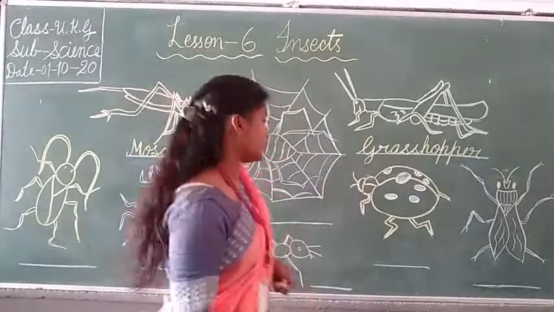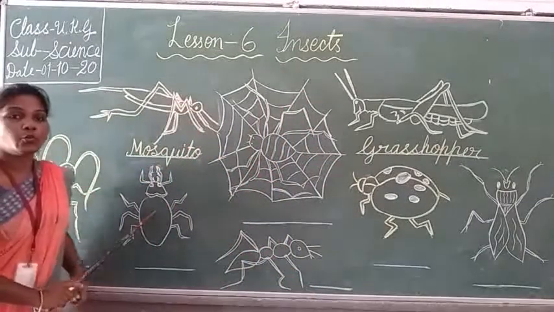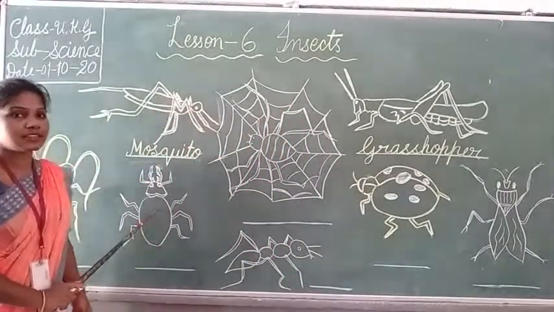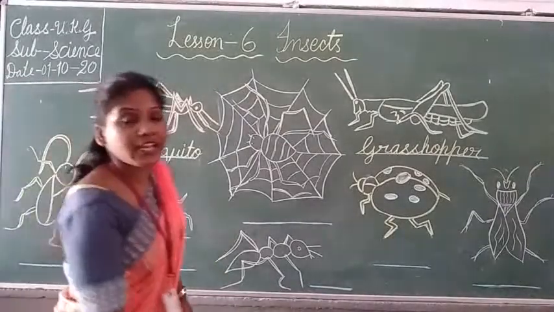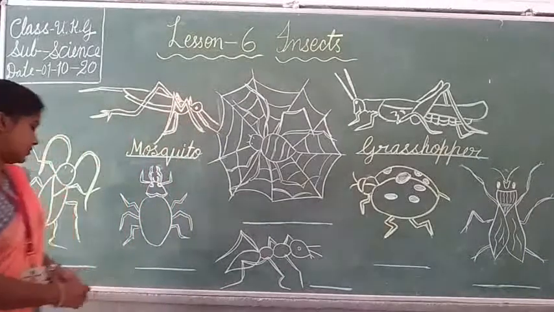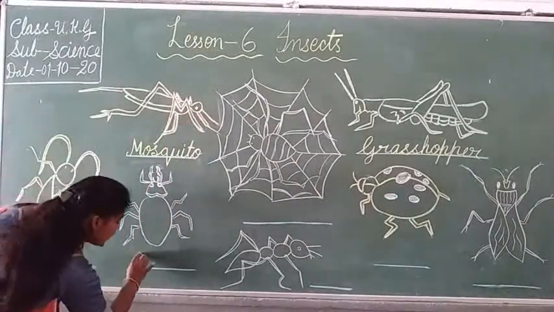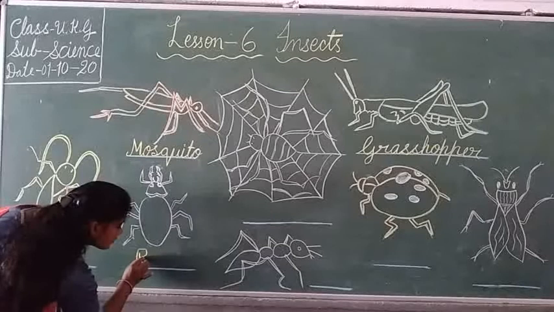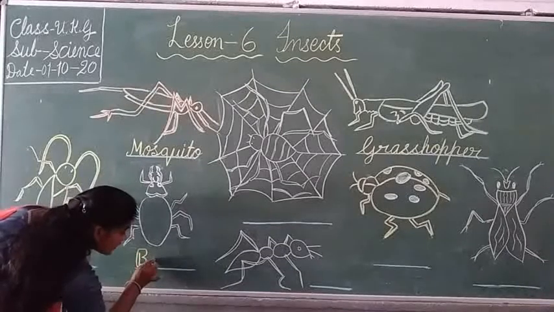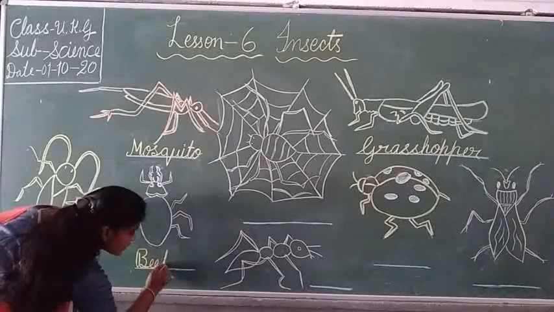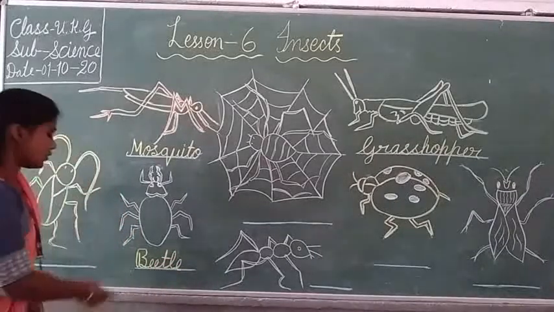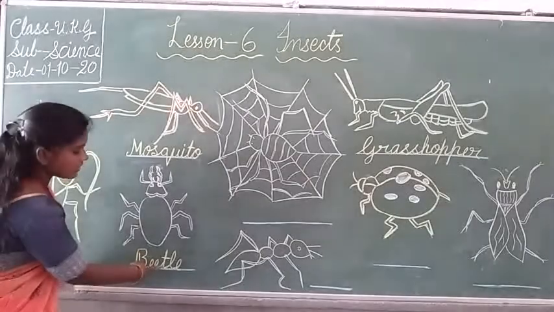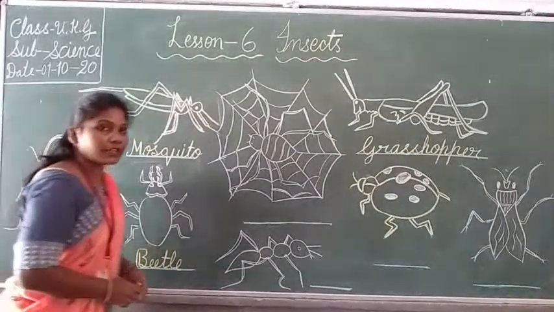Now third one, this one, which insect is this? Guess? Good. It is beetle. What is the spelling of beetle? B double E T L E, beetle.